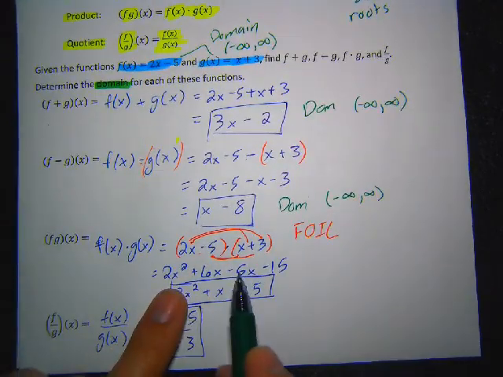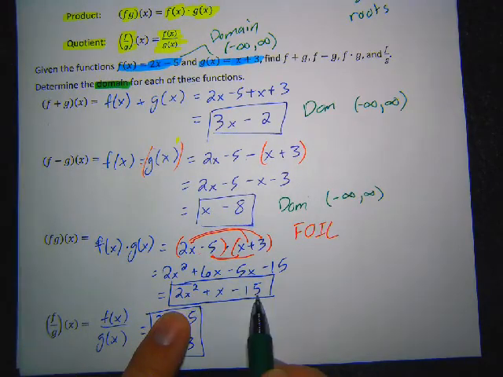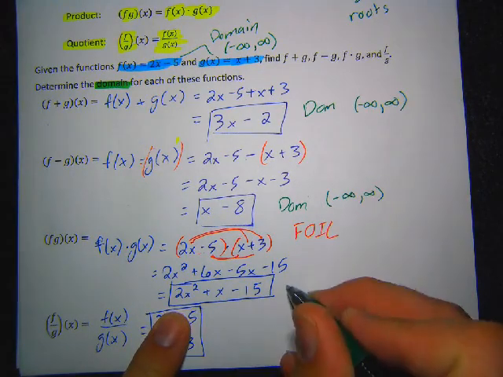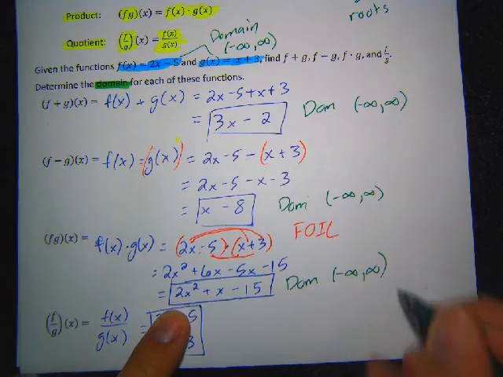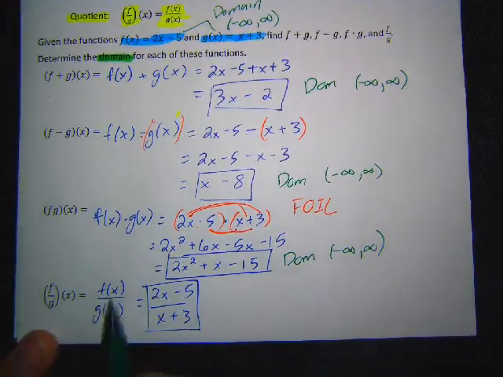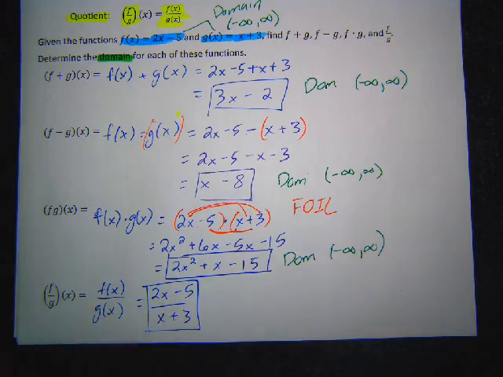Same thing with multiplication. I multiply these two, I get this guy down here. There's no fractions, no roots. This one, its domain is negative infinity to infinity. Now, the one exception is the fractions, because when we divide the two functions, we actually make it into a fraction.